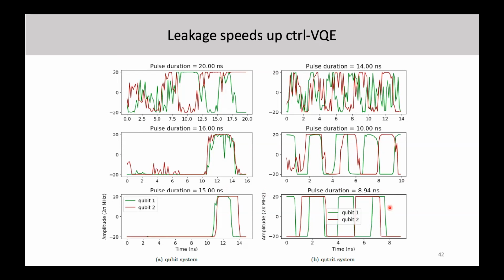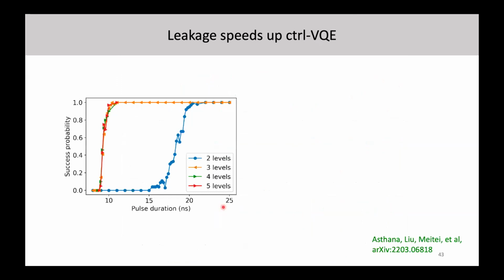So what this is showing is that by including the 3rd level of the transmon, we can actually get to the target state faster. So leakage seems to be speeding up ctrl-VQE. And we did this also including higher and higher levels in the transmon, going up to 5 levels. We don't see any real change between 3, 4, and 5 levels, but there's a big change between using only 2 levels. So having some leakage out of the computational space is really important for getting the speed up.